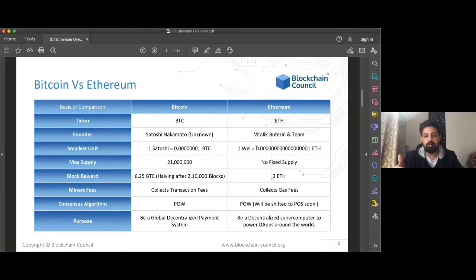The purpose of Bitcoin is to become a global decentralized payment system, whereas for Ethereum, it is to become not only a decentralized payment system, but also to power decentralized applications on top of blockchain. Right? On top of this immutable ledger.